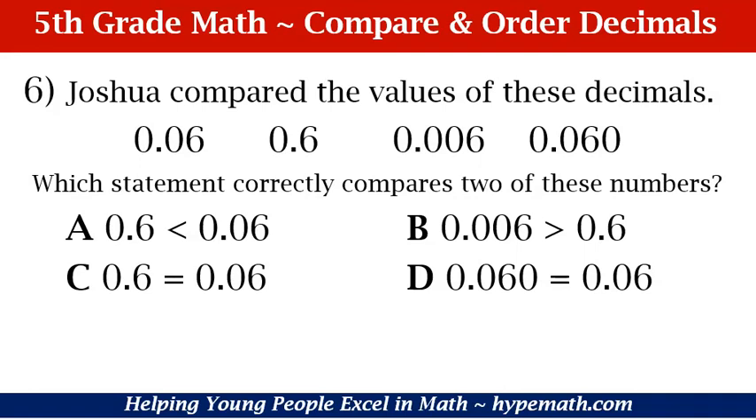A, 0.6 is less than 0.06. B, 0.006 is greater than 0.6. C, 0.6 is equal to 0.06. Or D, 0.060 is equal to 0.06. I literally feel my mouth buzzing from all of the zeros.